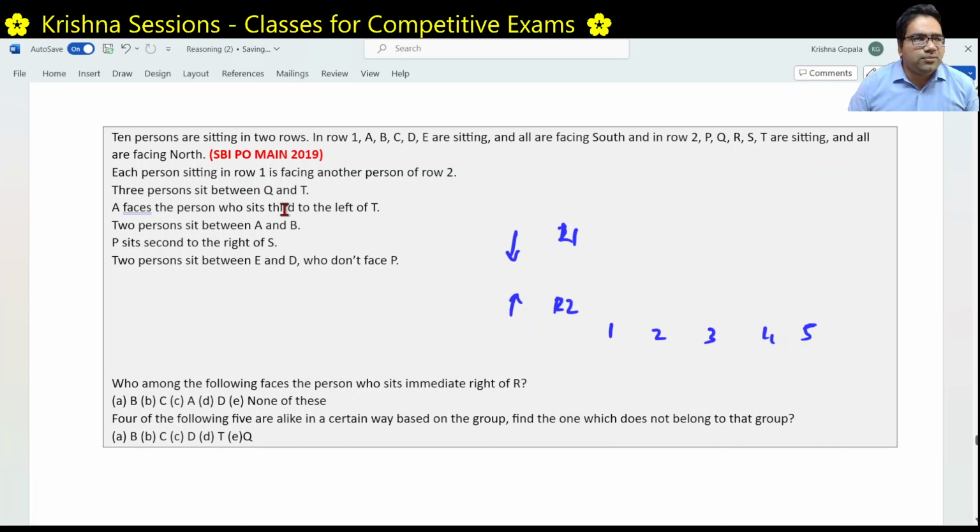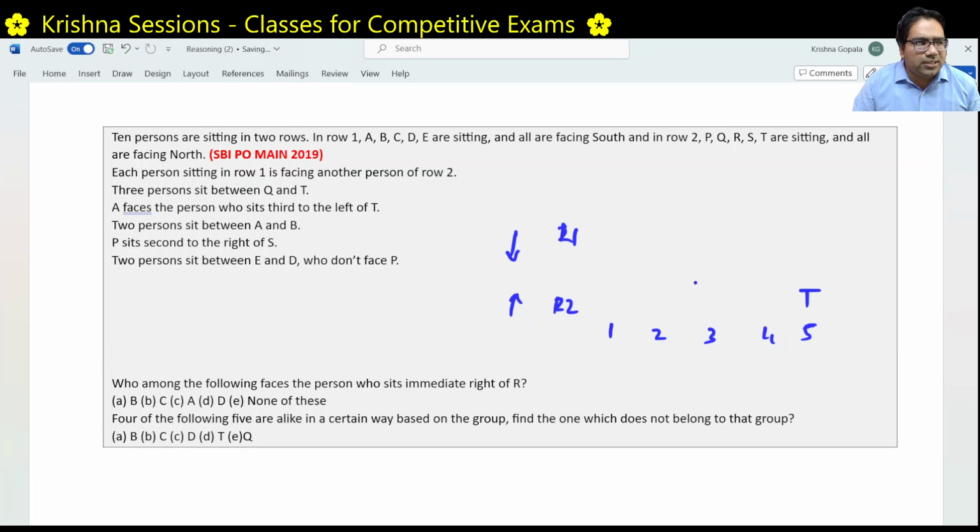A faces the person who sits third to the left of T. Let's read these two conditions together. T is sitting in row number 2, who is facing north. His left will be towards this side. If T is sitting here, there is no more left. In the earlier condition, T is sitting at an extreme, here or here, we didn't know. But now we realize T has to sit here only because he is facing north.